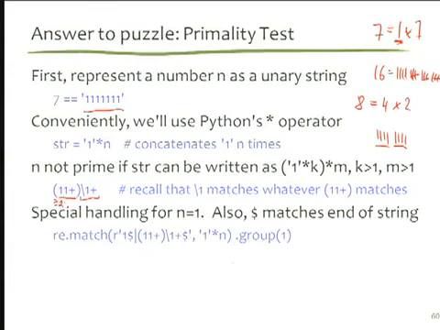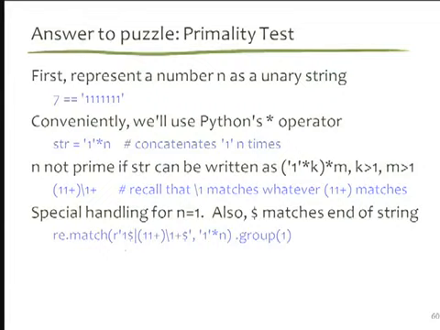Right. So you need to do this sort of ugliness here, that you need to say match the whole thing, match the entire string, okay? And you need to have a special case for 1, of course, but let's see if I can actually run it.